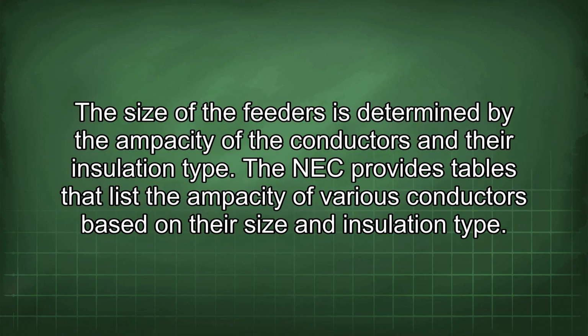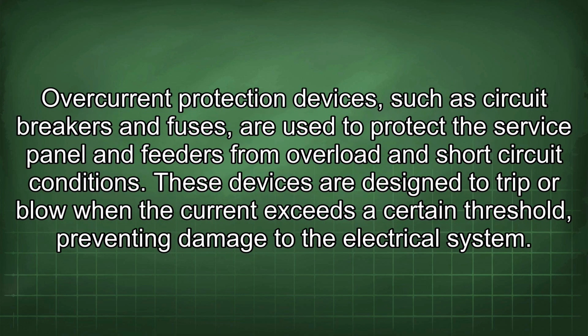The size of the feeders is determined by the ampacity of the conductors and their insulation type. The NEC provides tables that list the ampacity of various conductors based on their size and insulation type. Overcurrent protection devices, such as circuit breakers and fuses, are used to protect the service panel and feeders from overload and short-circuit conditions.